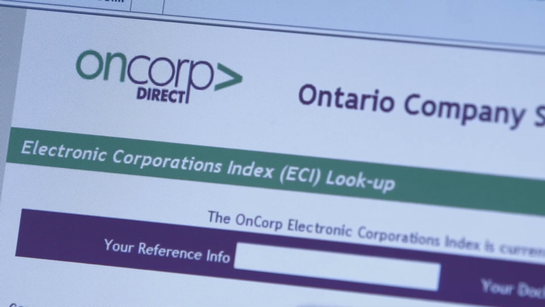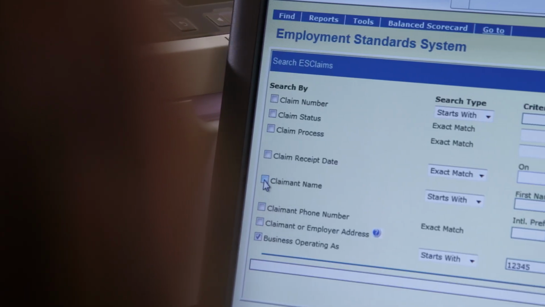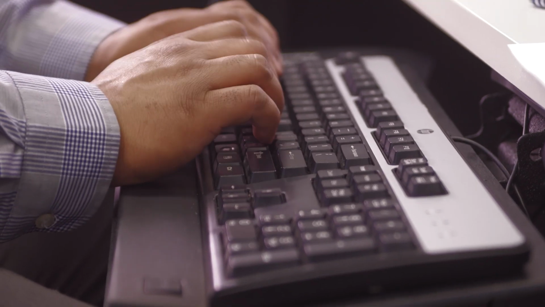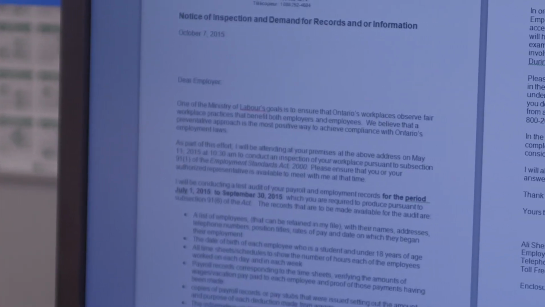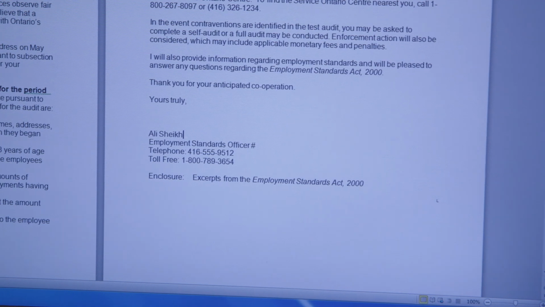We check the legal name of the business, whether it's still active, and we'll look at the claims and inspection history. We will also check to see if the workplace is unionized. We generally don't conduct inspections in unionized workplaces. They have their own dispute resolution process to follow. We supply written notification of the inspection to the employer, along with web links to review their responsibilities. The notification also provides the officer's contact information for any questions about the inspection.